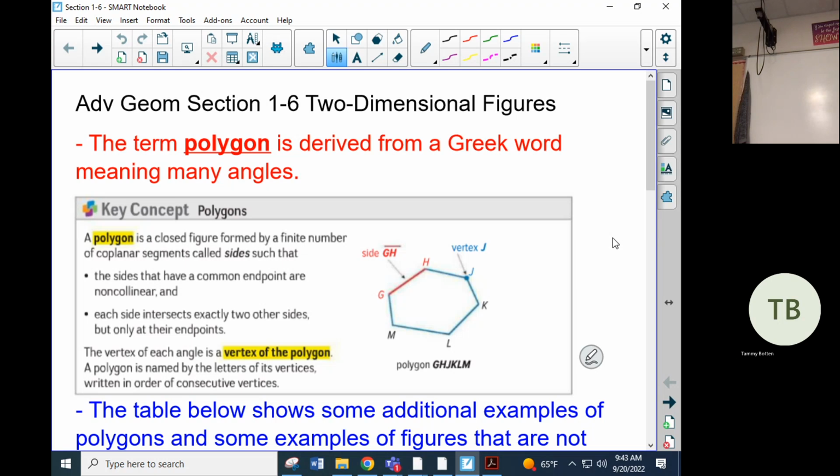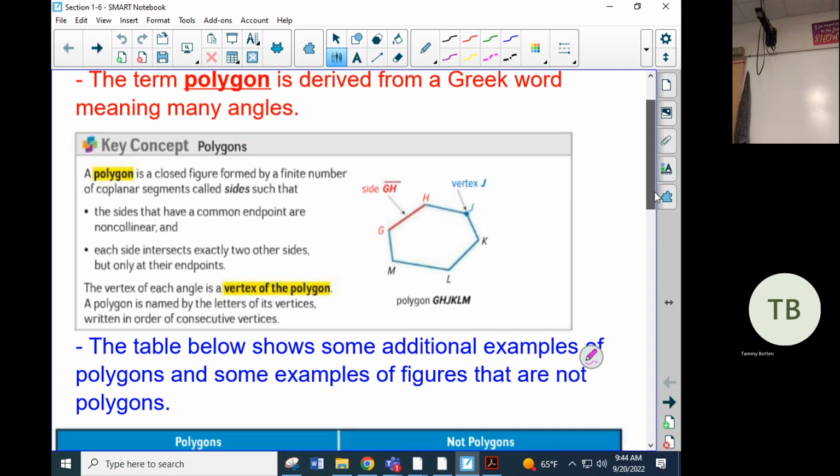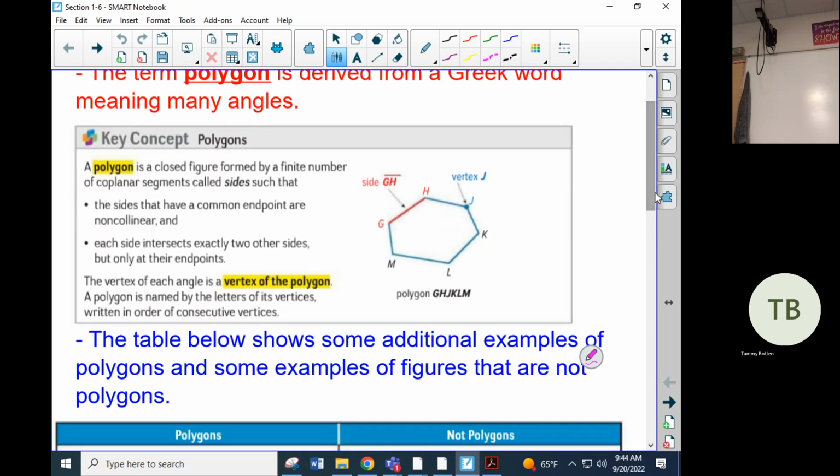Today we're doing section 1-6 and that is on polygons. And a lot of what we learned today, I think you've learned before. So today shouldn't be too hard. So whenever you have a polygon, if they ask you if something is a polygon or not, it has to have straight edges. All of the edges have to meet.